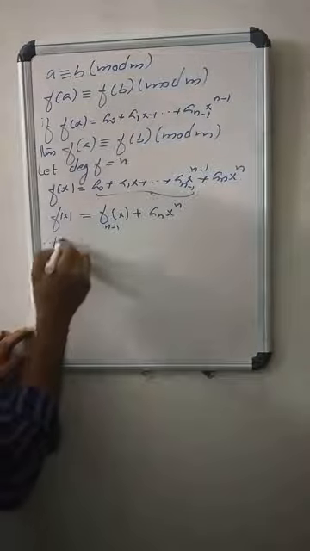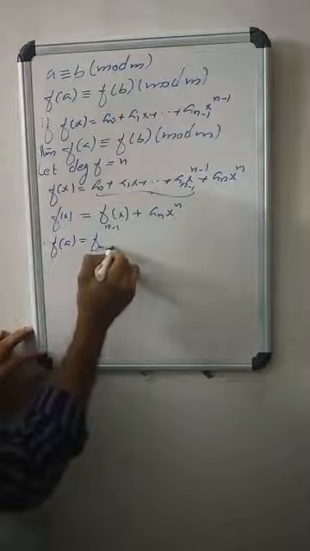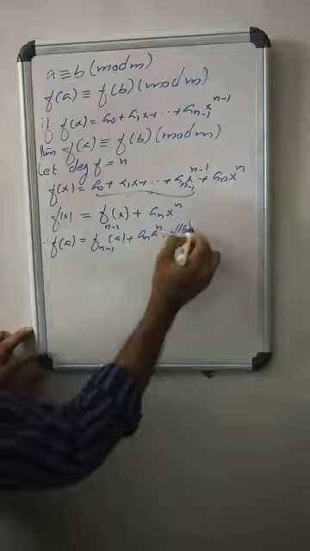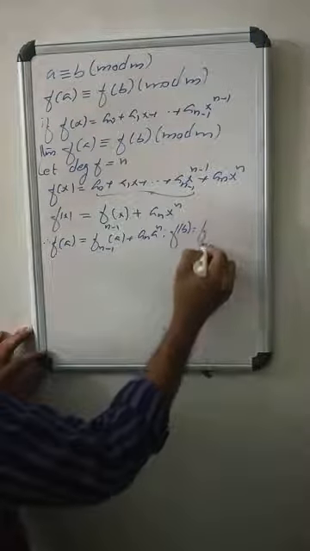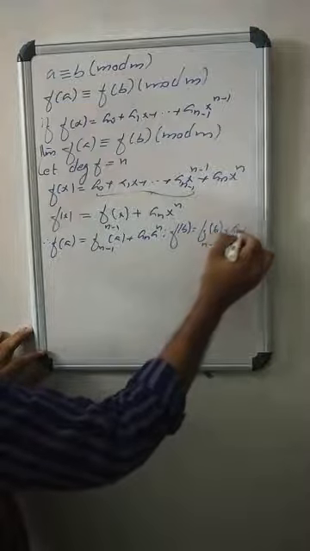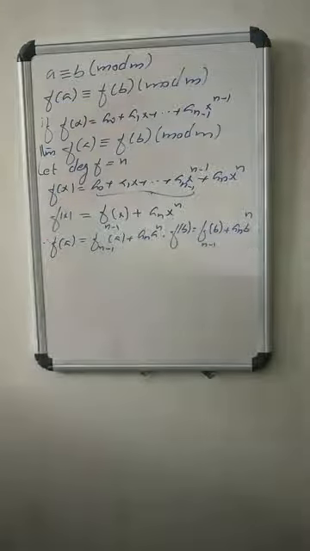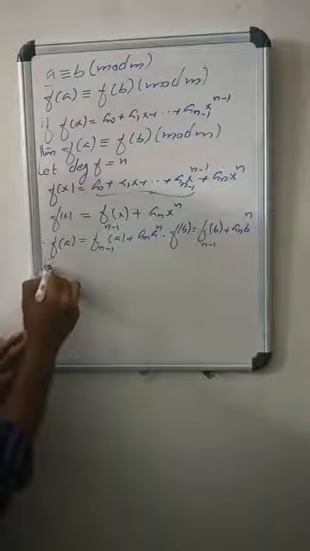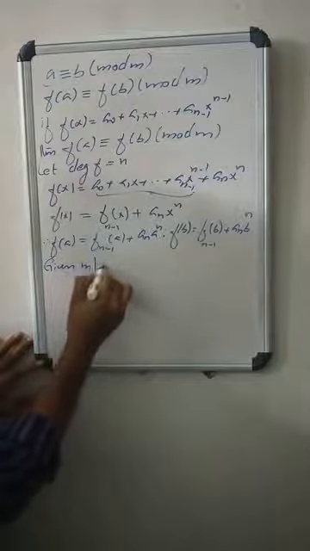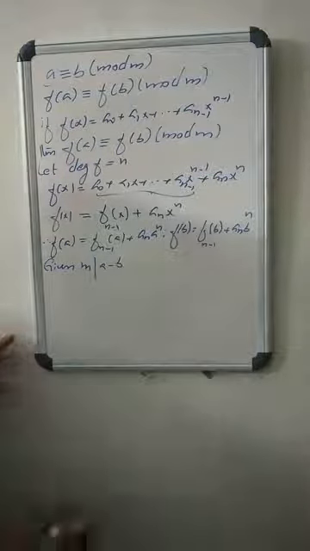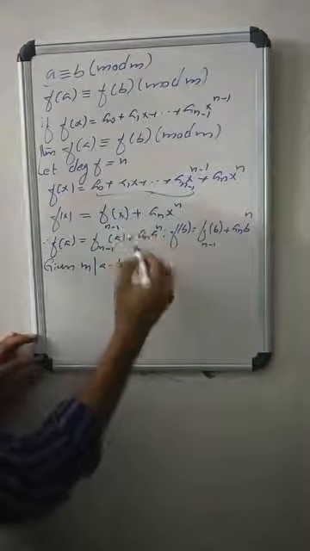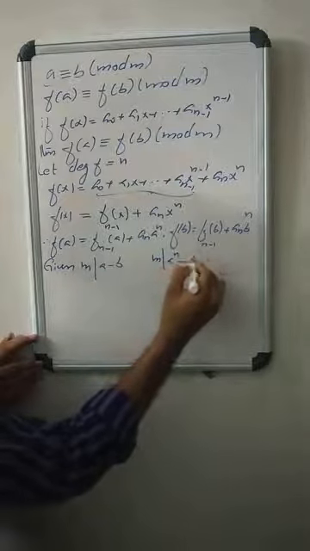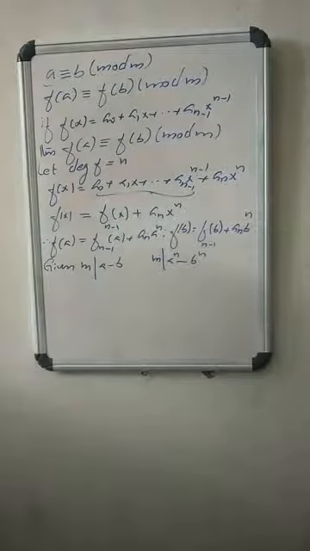So what about f(a)? Therefore f(a) equals f_(n-1)(a) plus an a^n. And f(b) is f_(n-1)(b) plus an b^n, replacing x by a and b respectively. But it is given that a is congruent to b mod m, which means m divides a minus b. And if m divides a minus b, by the previous theorem we already proved that m divides a^n minus b^n.